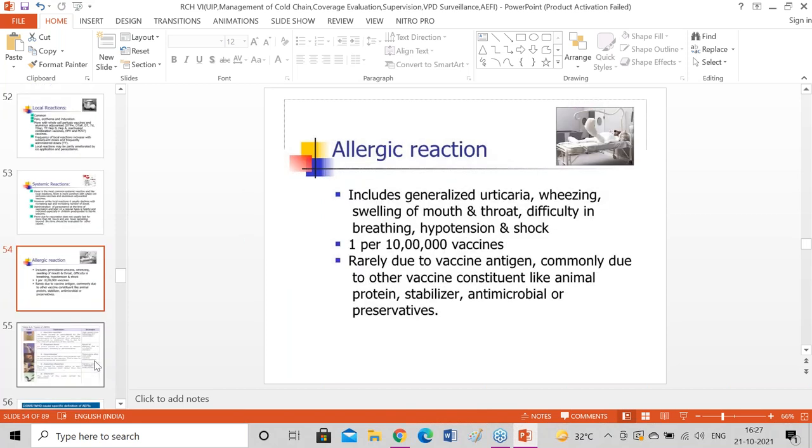Allergic reaction includes general allergy like urticaria, wheezing, or it may be a bit on the serious side, like swelling of mouth and throat, difficulty breathing, hypotension, and shock, which occurs very, very rarely. It is mainly due to the antigen in the vaccine or due to other constituents. We have certain stabilizers or preservatives in the vaccine which can cause an allergic reaction in the person who has been immunized.